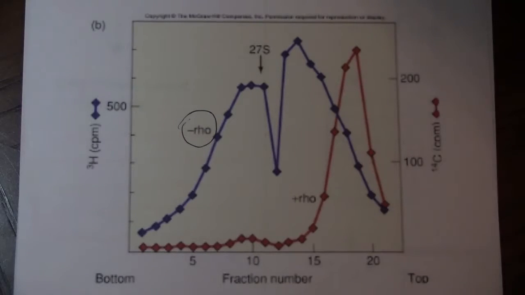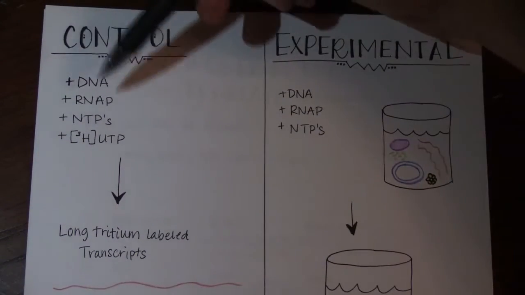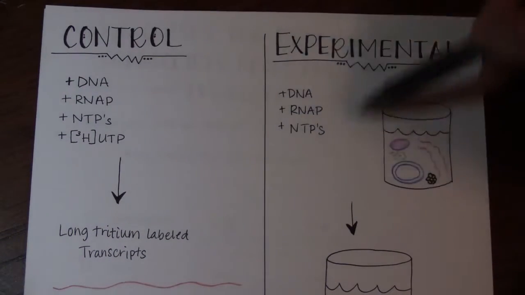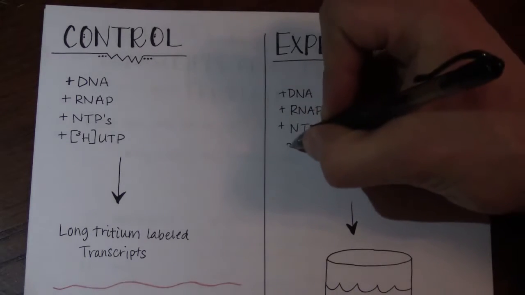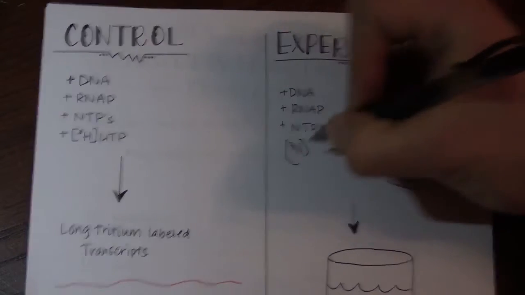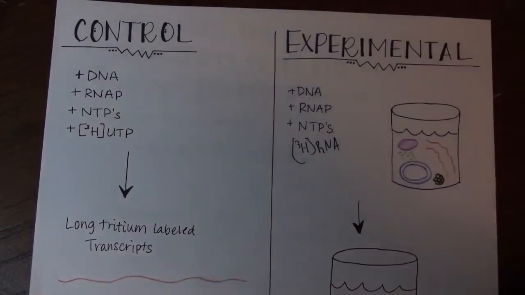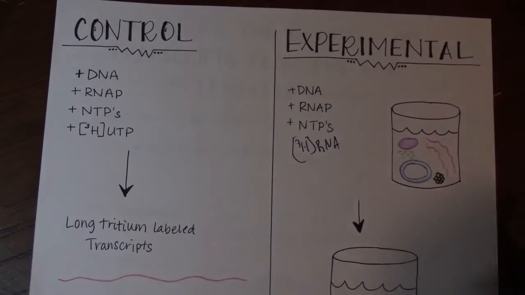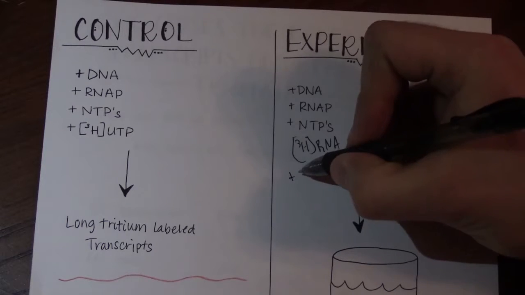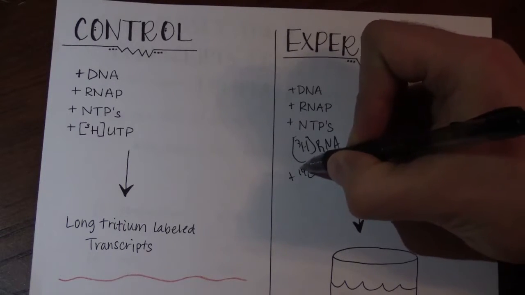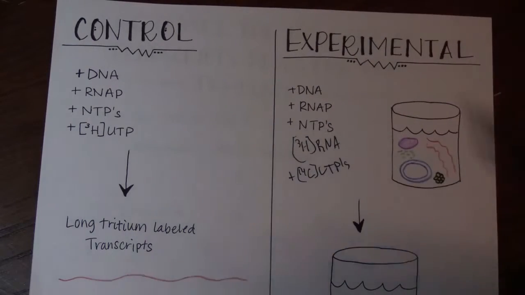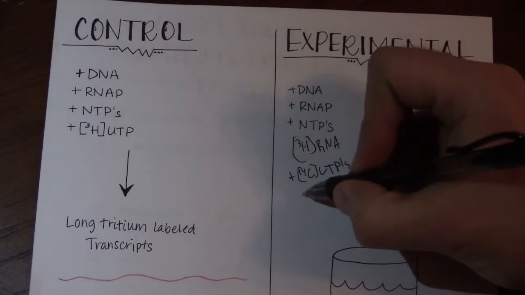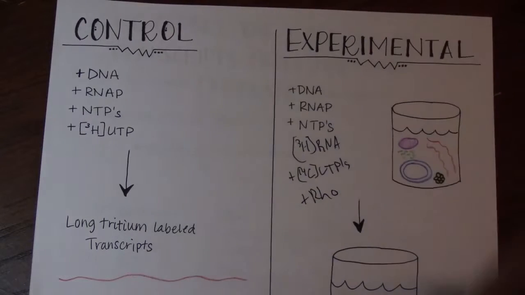If you remember the control methods, the next portion should be simple. In addition to the DNA, RNAP, and NTPs, Roberts added 3 new items. First, he took his tritium-labeled RNA from the control reaction and added it into the beaker. Additionally, he added labeled UTPs, labeled in a different manner than his previous RNA. Lastly, he added Rho.